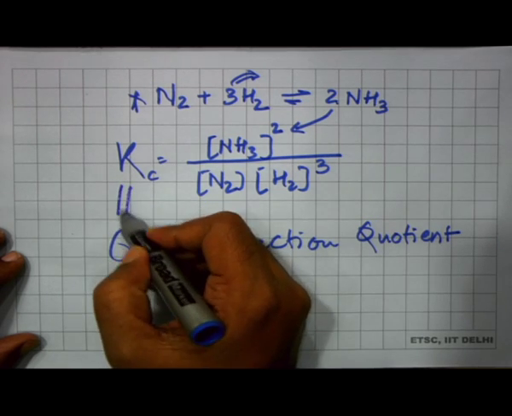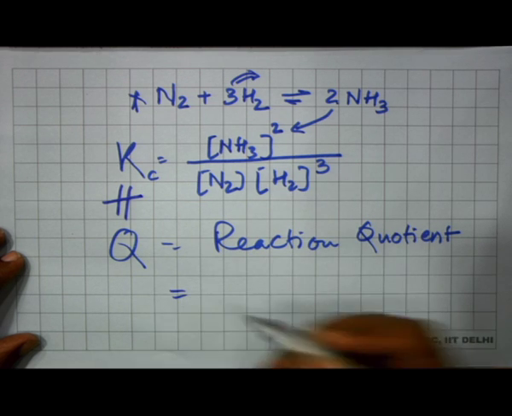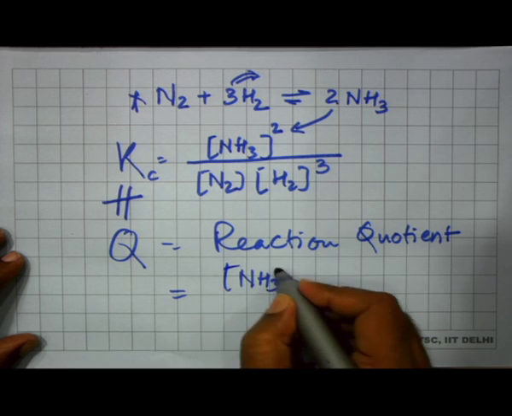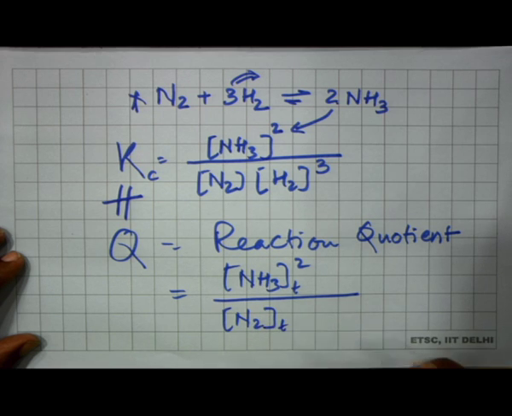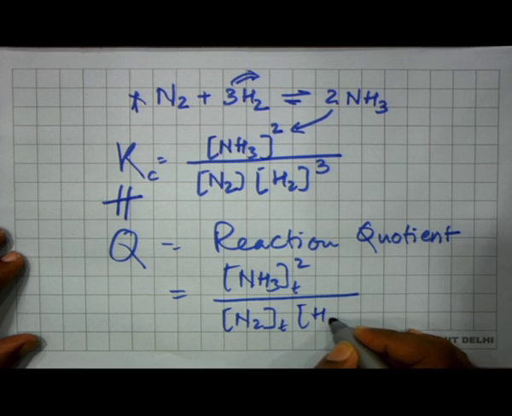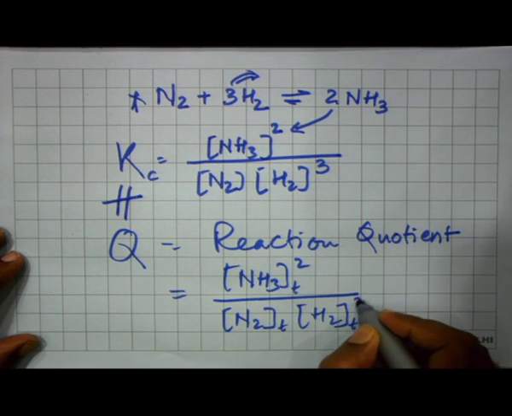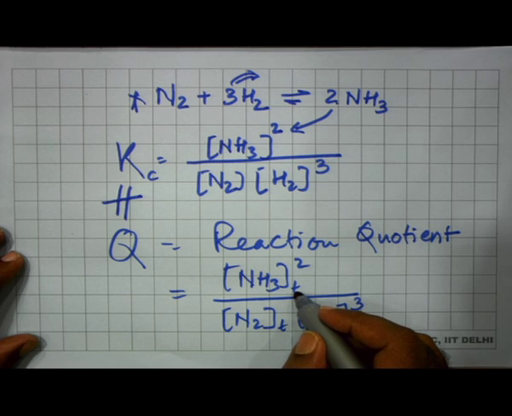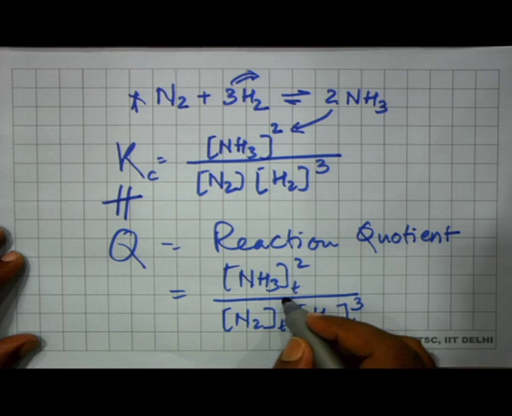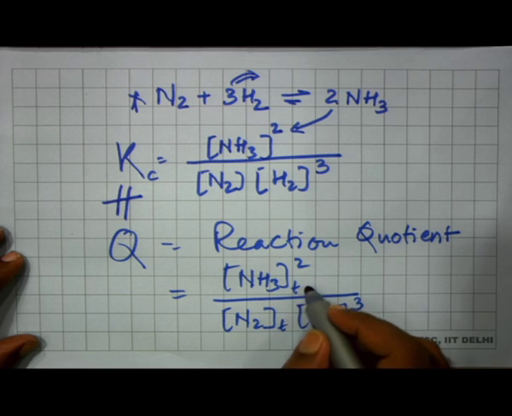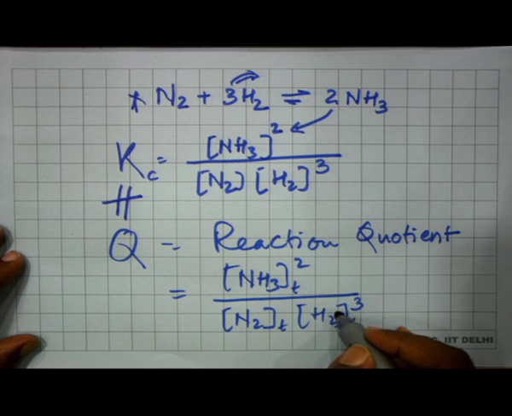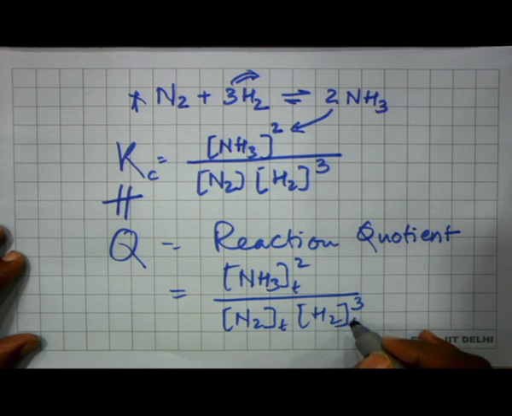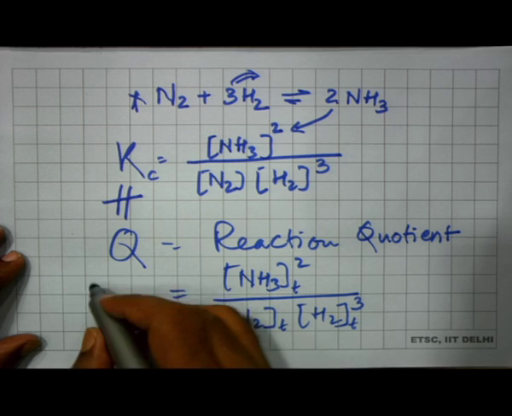So, this is different, this is not equal to Kc. When we write this, it is [NH3] at any time t, squared, not at equilibrium, divided by [N2] at any time t where equilibrium is not achieved, divided by [H2]^3. But suppose at this time equilibrium is achieved, it means the concentration of NH3 at that particular time is the equilibrium concentration of ammonia. Similarly, N2 is the equilibrium concentration of nitrogen, and H2 at time t is the equilibrium concentration of hydrogen gas, then in that case Q becomes equal to Kc.